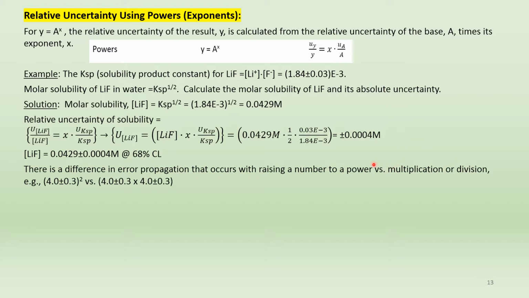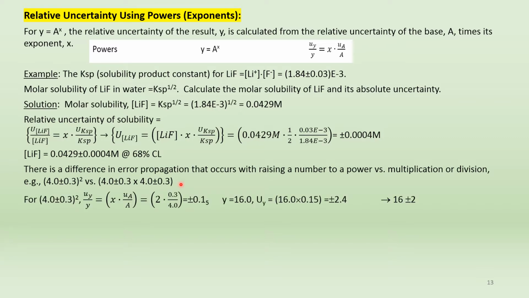Intuitively, it's not obvious. So let's compare 4.0 plus or minus 0.3 squared versus 4.0 plus or minus 0.3 times 4.0 plus or minus 0.3. Now, clearly the result is the same in both cases. 4.0 squared will be 16.0, and 4.0 times 4.0 is 16.0. So you might think, well, the errors should be the same, but they're not. Let's put them in the formulas and see that.